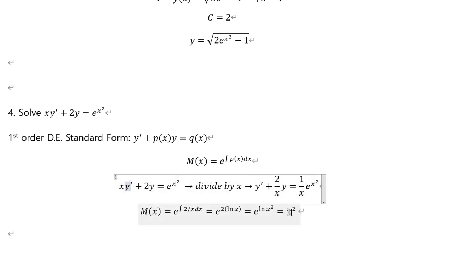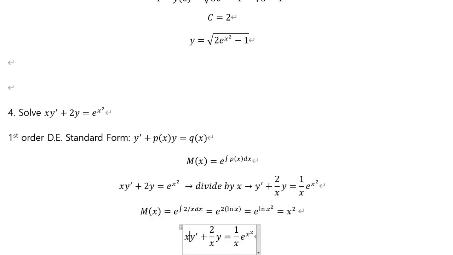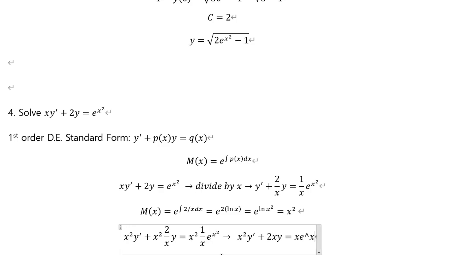If you multiply x squared to the original one, you don't get anywhere. You have to multiply the multiplier to the standard form. So if I take this and multiply x squared to each and every term I see, the result is that I get x squared y prime plus x squared divided by x is x, so you get 2xy equals x times e to the x squared.